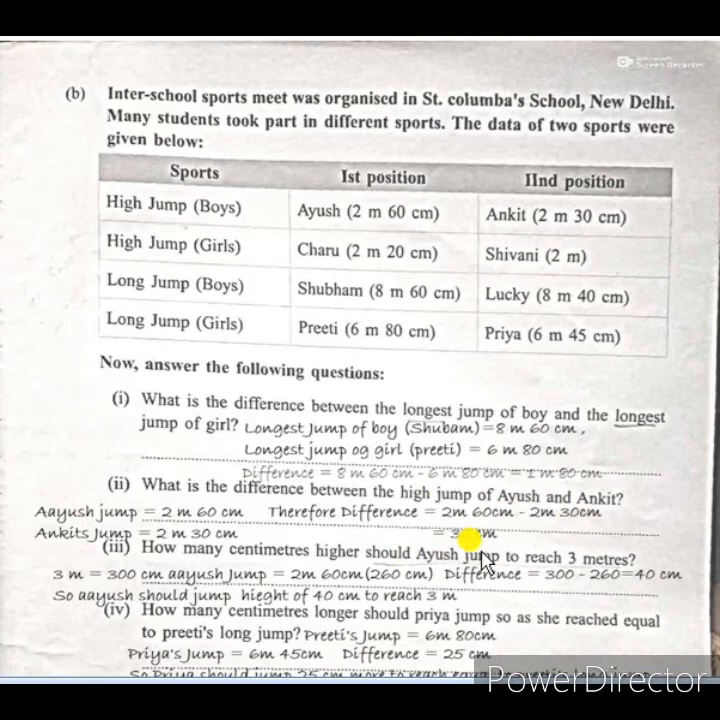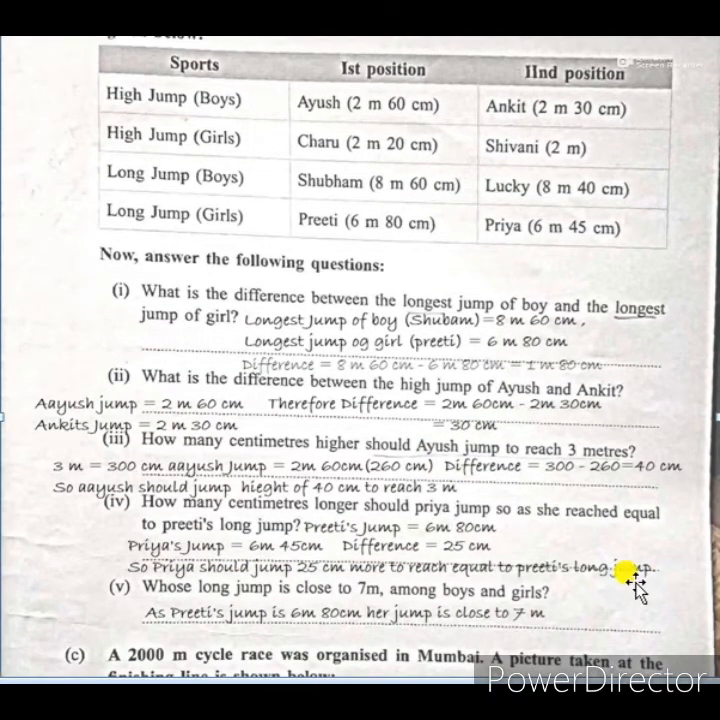Students, write the answers in the workbook only. Do calculations on another page. Now question 3. How many centimeters higher should Ayush jump to reach 3 meters? Ayush's jump is 2 meter 60 centimeter. Here we have been asked how many centimeters should Ayush jump more to reach 3 meters?